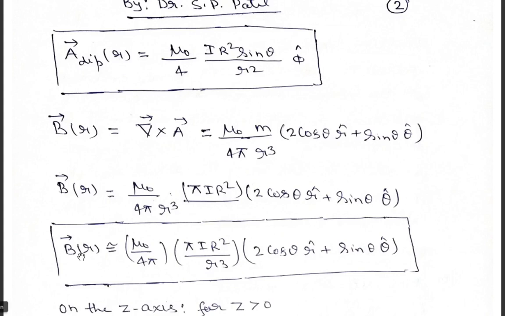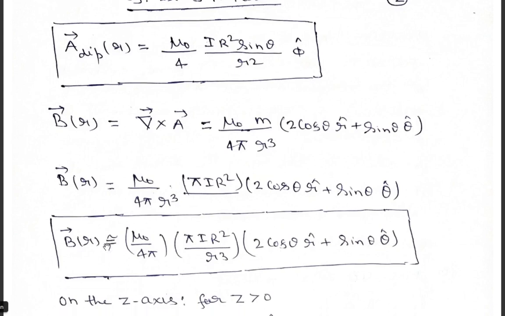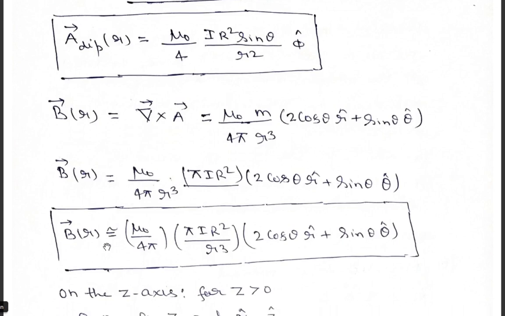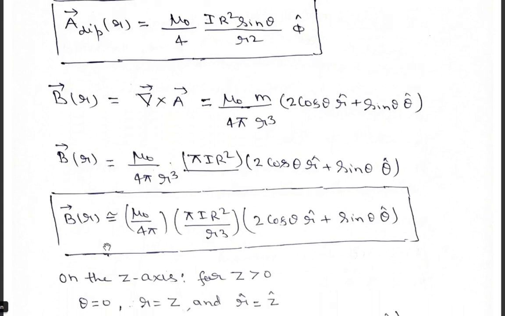If we solve this, B vector is equal to μ0 upon 4π, I R² upon r³, into (2 cos θ r unit vector + sin θ θ unit vector), okay. So this is the magnetic field due to a circular current carrying wire. We know that a circular current carrying wire behaves like a magnetic dipole moment. So we can say this is the magnetic field due to a magnetic dipole moment, okay.